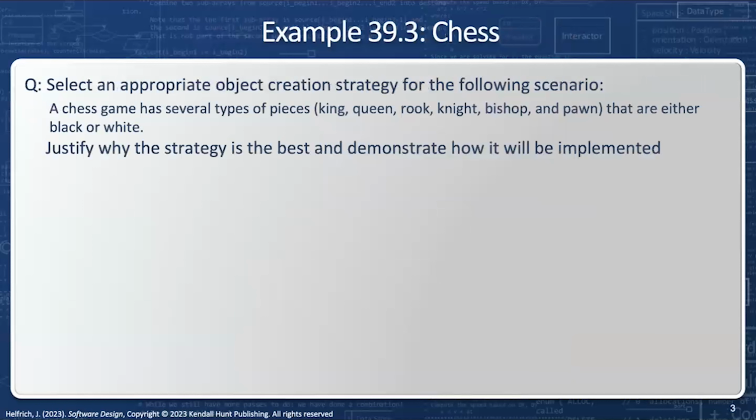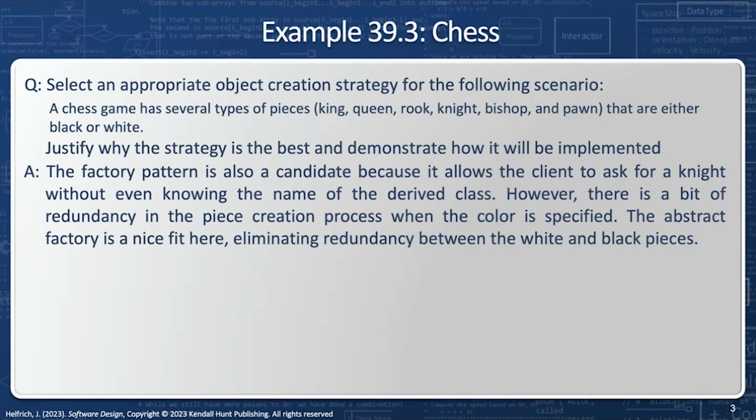Let's take a look at another example here. Here I have a chess game that has several different types of pieces: the king, the queen, the rook, the knight, the bishop, and the pawn, and they're either black or white. And I want to know what's the best way to create objects for this chess game. I could create a factory method, and this allows the client to specify whether they want a knight or a bishop or a rook or whatever. But I also always have to specify what color it is, white or black.